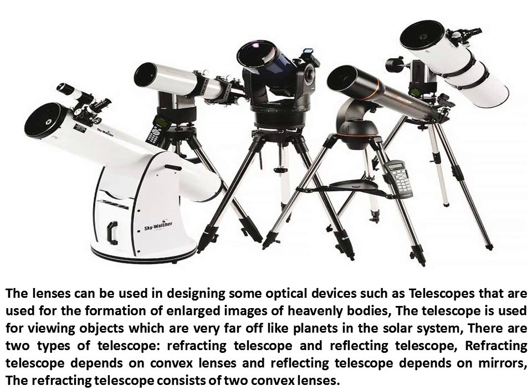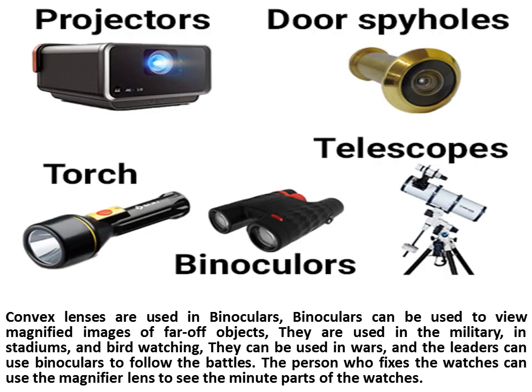The refracting telescope consists of two convex lenses. Convex lenses are used in binoculars. Binoculars can be used to view magnified images of far-off objects. They are used in the military, in stadiums, and bird watching. They can be used in wars, and the leaders can use binoculars to follow the battles.